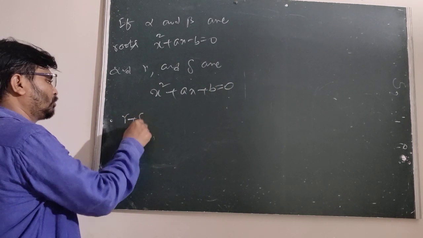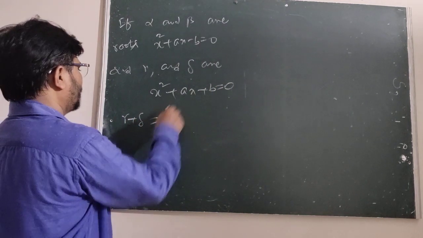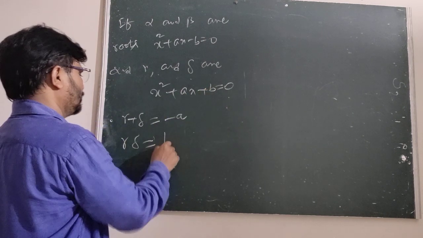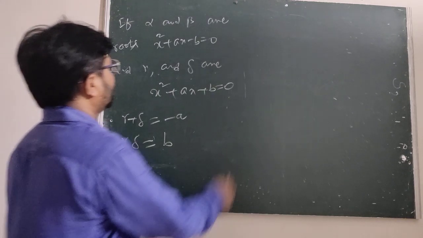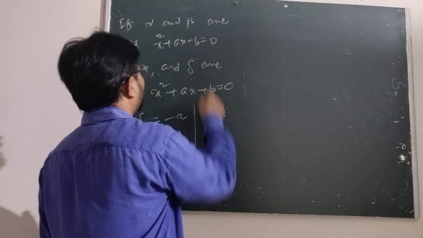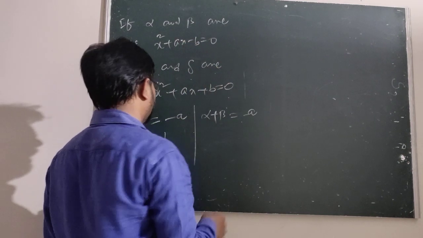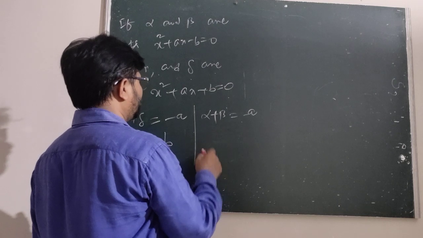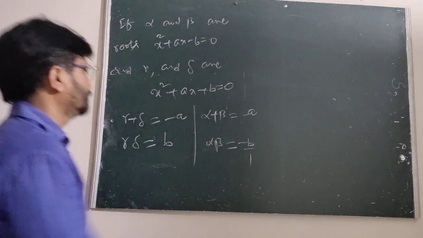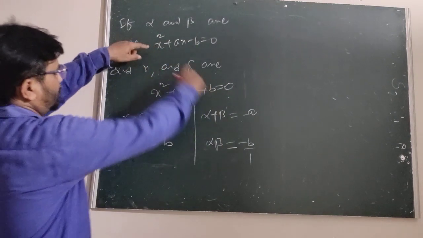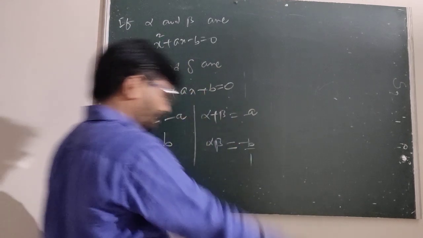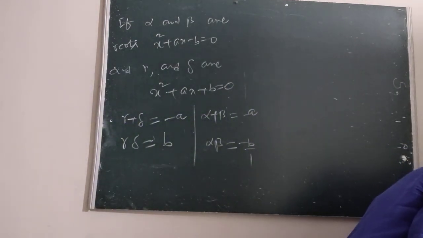Now the sum of the roots gamma plus delta is minus a, and gamma delta, the c by a, is b. But here the sum of the roots alpha plus beta is minus a, and the product of the roots alpha beta is minus of b by 1. Sum of the roots is minus b by a, product of the roots is c by a. Here the second equation is x square plus ax plus b.